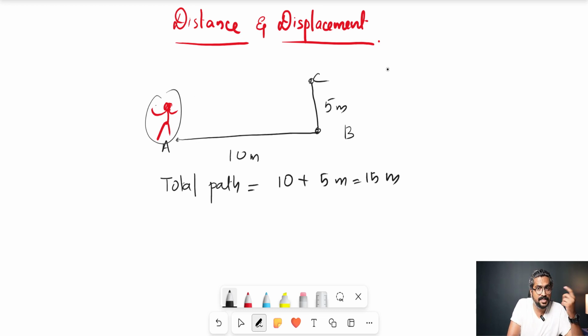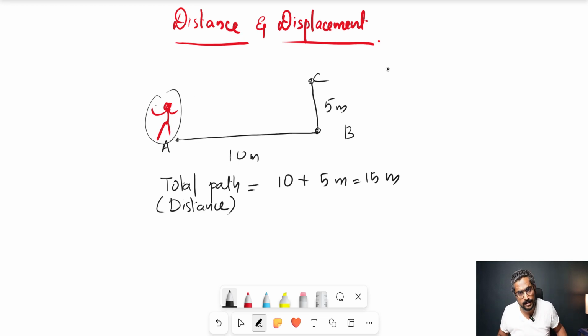Now, what is my position change? The total path covered is nothing but the distance traveled. The elaborated version of this distance and displacement is given in my 9th standard. You can check out the playlist of 9th standard where the elaborated portions are given for distance and displacement. Kindly check the playlist if you have any doubt. So distance is nothing but the total path covered by an object, and here it is 10 plus 5, that is 15 meters, the total distance covered.